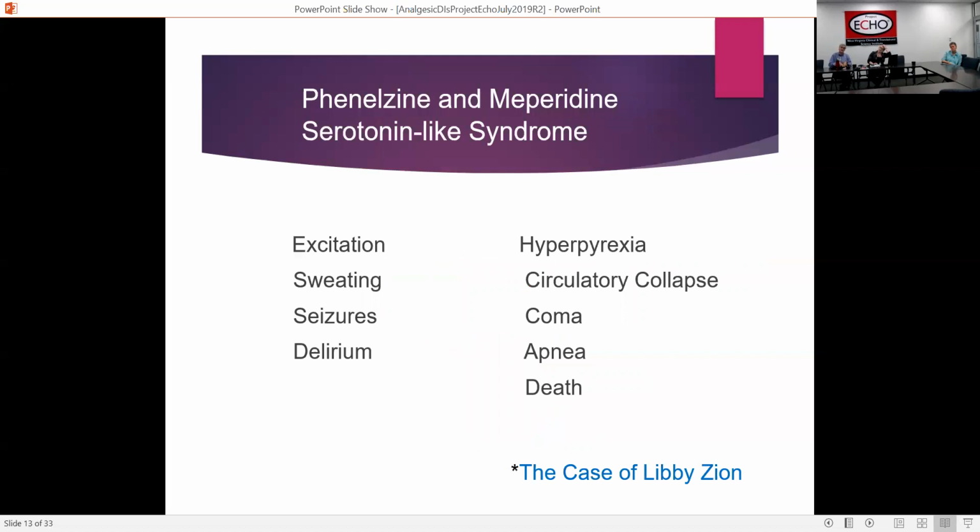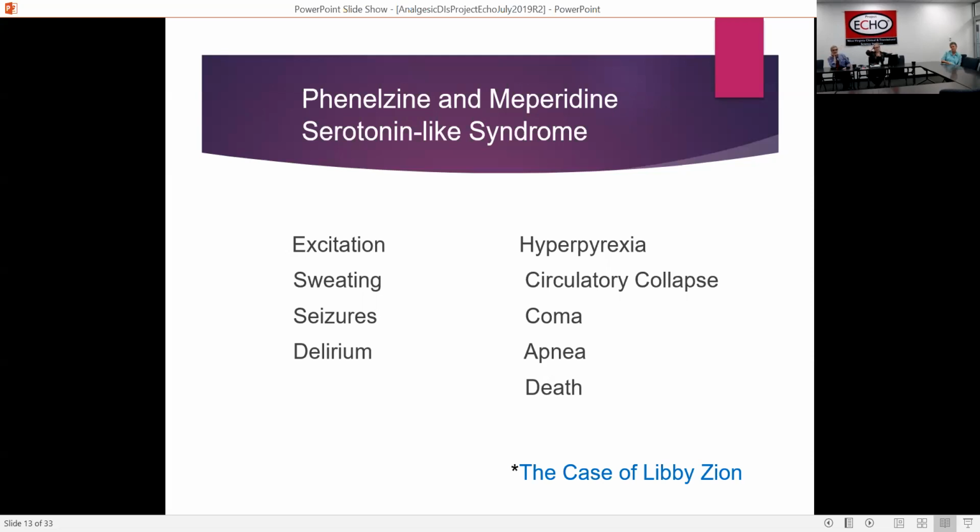Because what you could see, and you can substitute other opioids, let's say morphine, that may not be to the same significance, but you may see a serotonin-like syndrome because of the Phenelzine plus Meperidine. That's a classic drug-drug interaction with opioids. And what do you see? You see excitation, sweating, seizures, delirium, et cetera, et cetera.